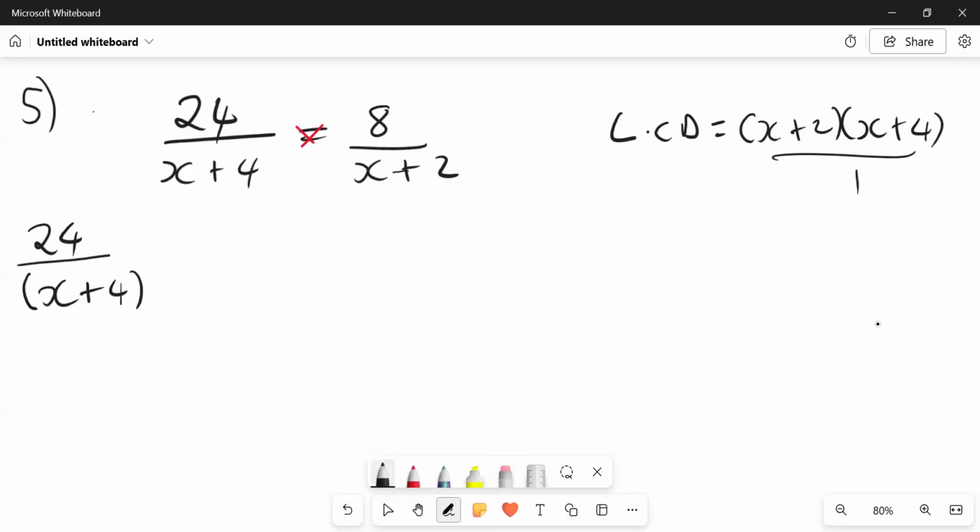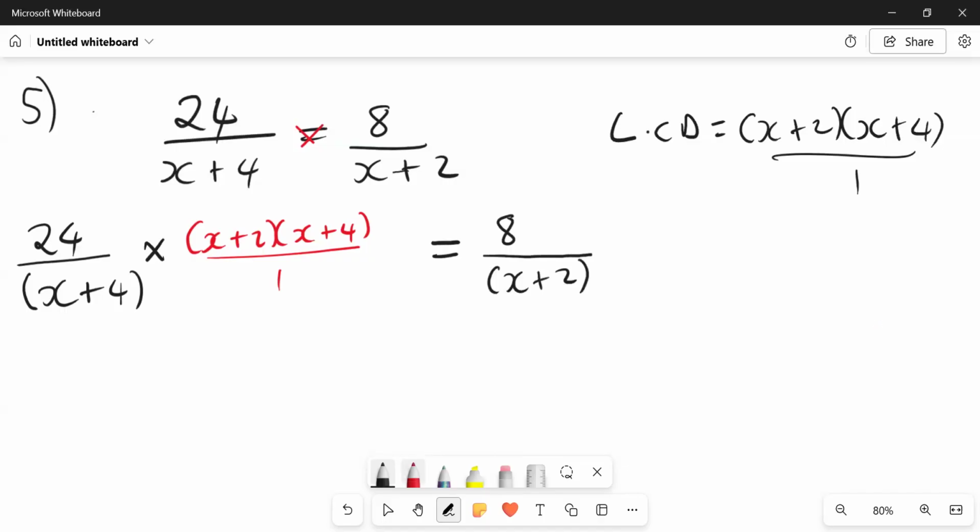So you have your 24 multiplied by x plus 2 and x plus 4 divided by 1. Now, equals to the second part, multiply it with the LCD as well. So that's multiplied by x plus 2 and then x plus 4. From here, x plus 4 and x plus 4 cancel because that's the numerator and the denominator. Same applies as x plus 4 divided by x plus 4. And then we also do the same thing even here.